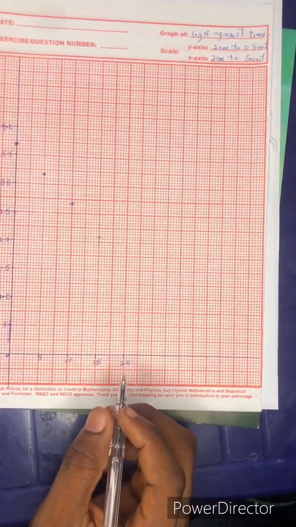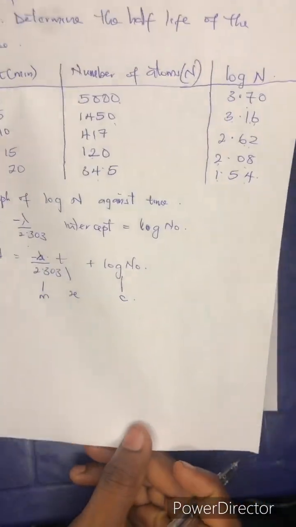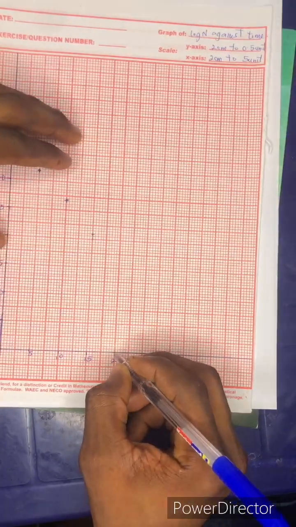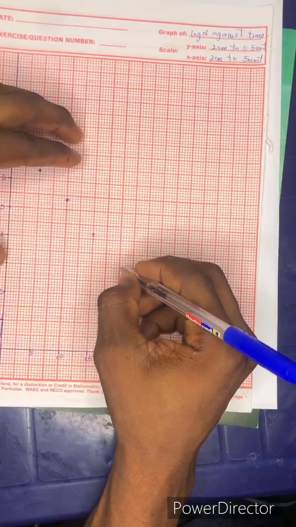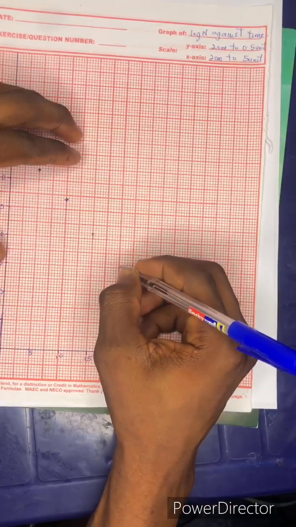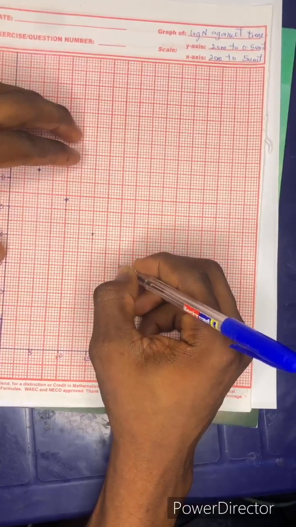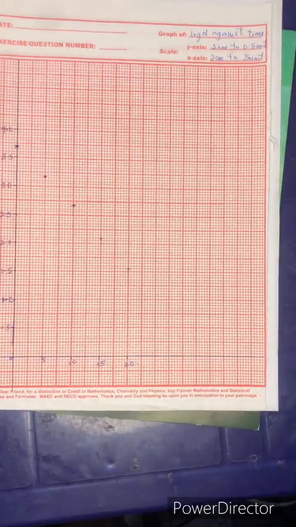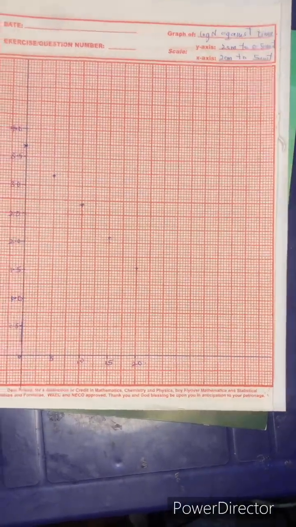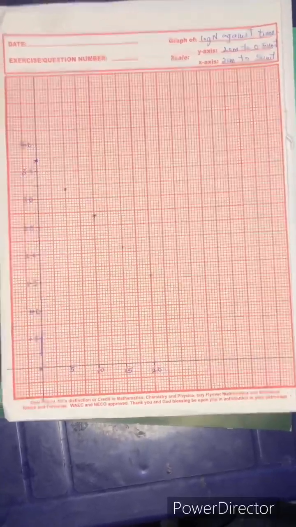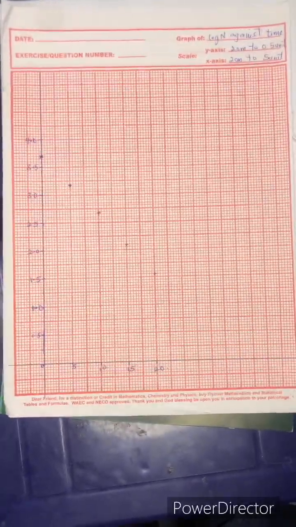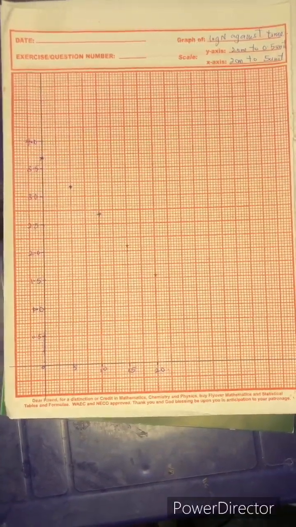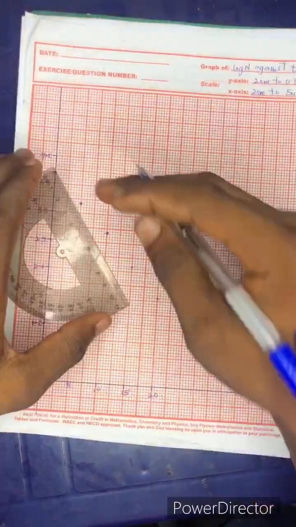And then the last one is 20 against 1.54. So this is 20, and then this is 1.5. So 20, 1.5, count upwards, 1.55. So that's where 1.54 should be. That's basically the line that you have. Are you seeing that? So we're going to draw a line of gradients to join them all together.